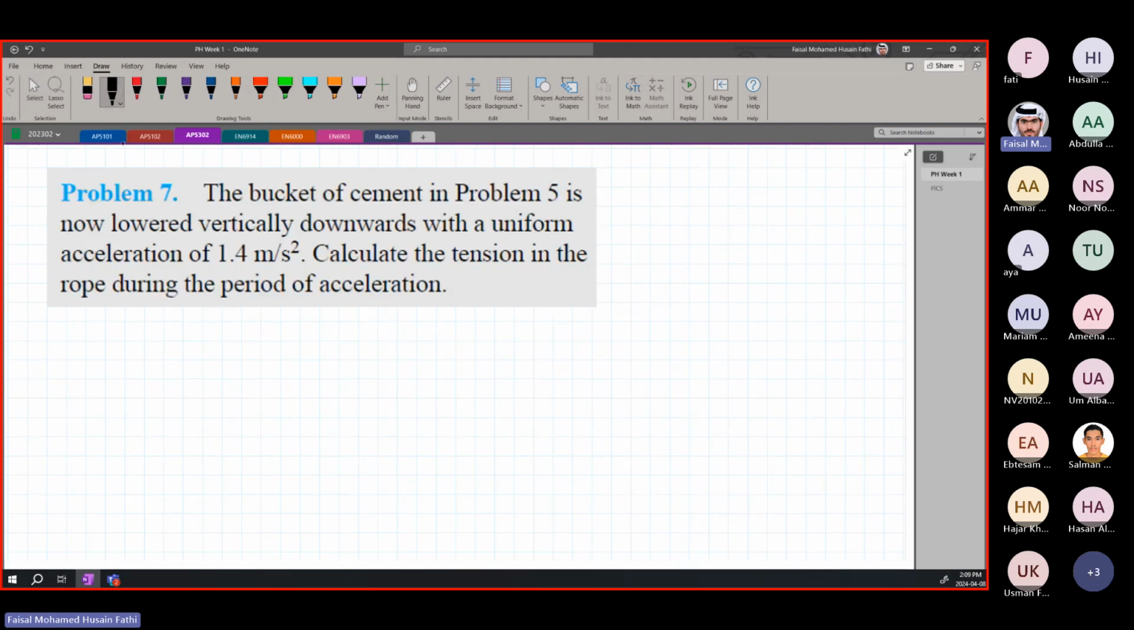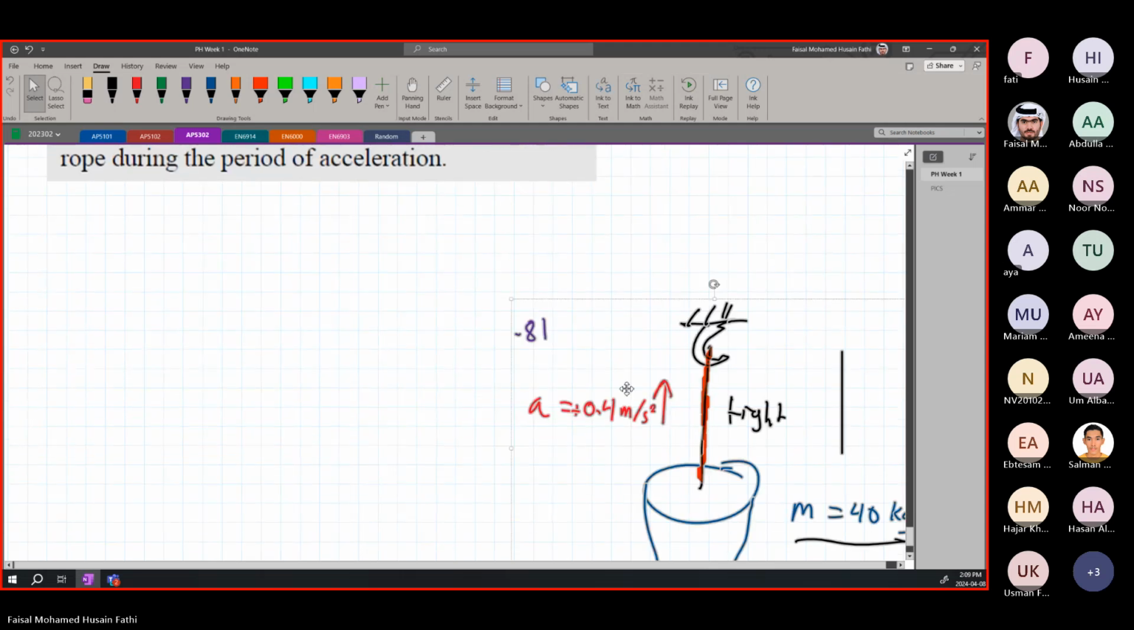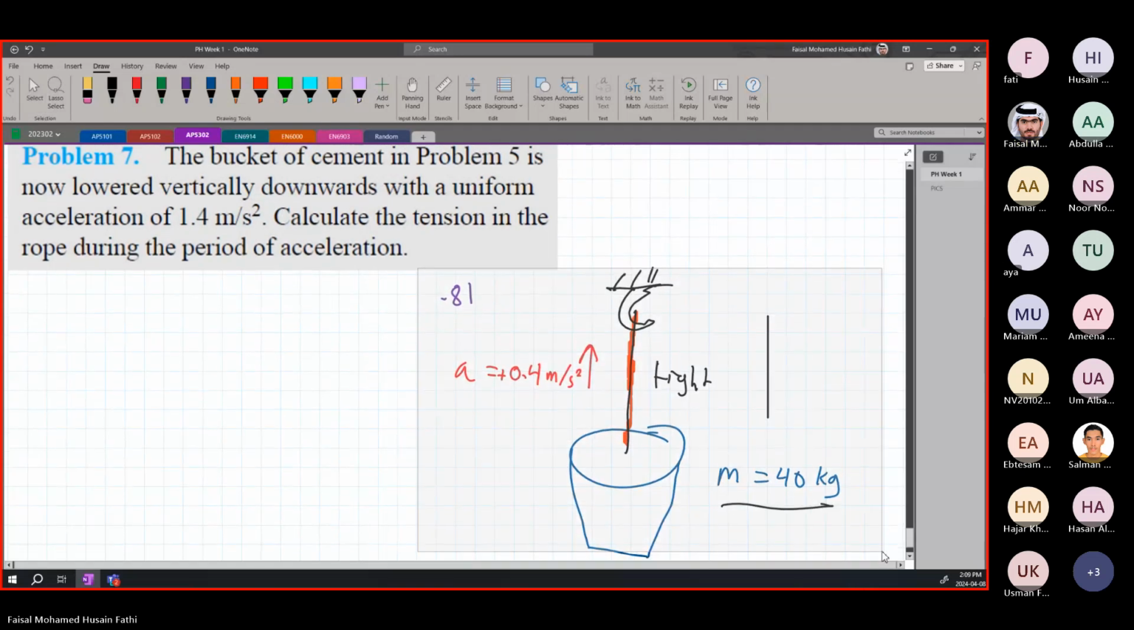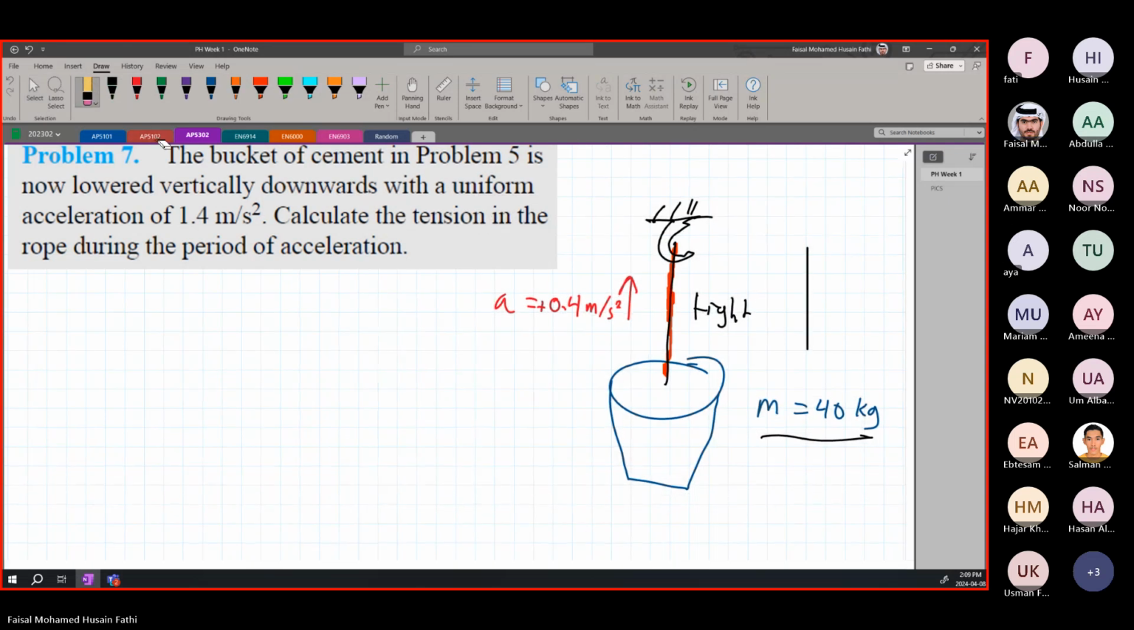Here in this case, the bucket is being lowered. So if I copy paste the same exact diagram that we have here, now the acceleration is not upwards, this is being lowered, so it's going downwards. And the acceleration is 1.4 meters per second squared. But because we usually say upwards is our positive y, here our acceleration is going to be negative, because it is in the opposite of the positive direction that we are choosing.